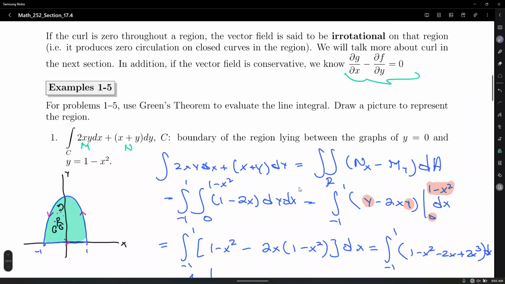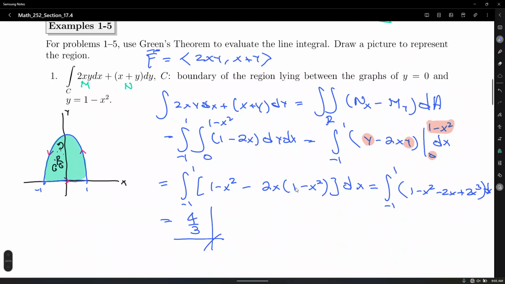Why do you think we didn't get a result of 0 for this situation? Think about the vector field, the force field. Let me call that F equals (2xy, x plus y). Under which circumstances would the result have been 0 for this integral? Yes, mathematically that's one way we describe it, by formulas.